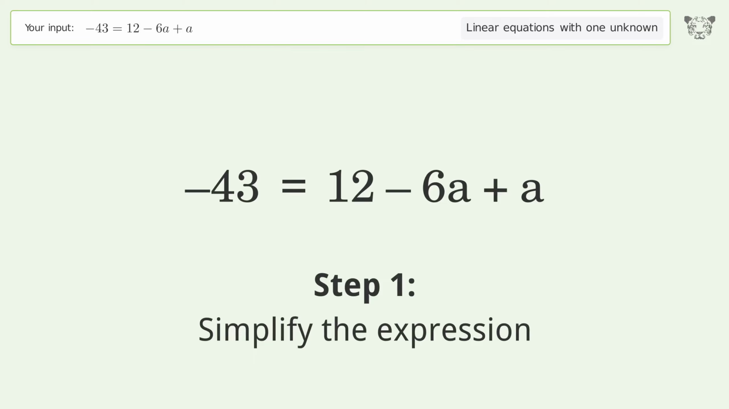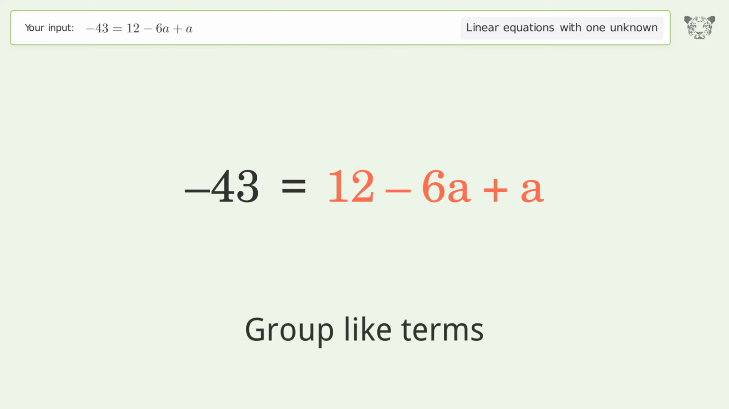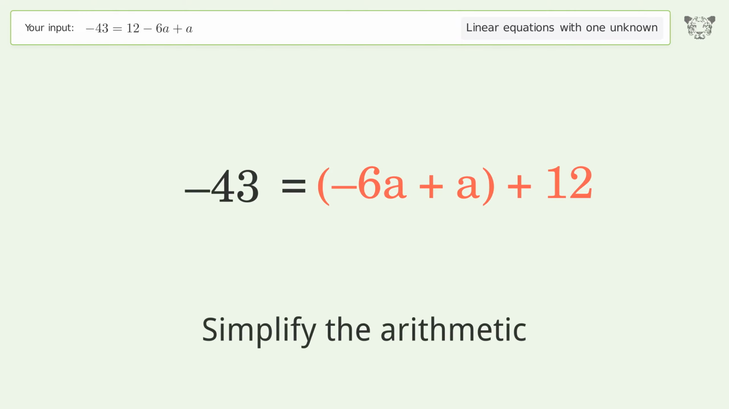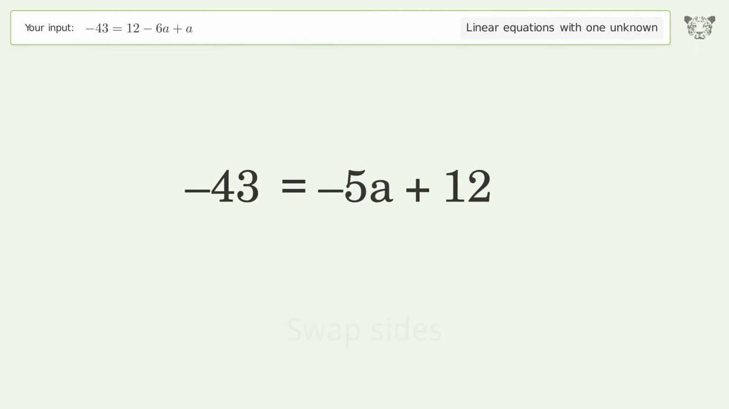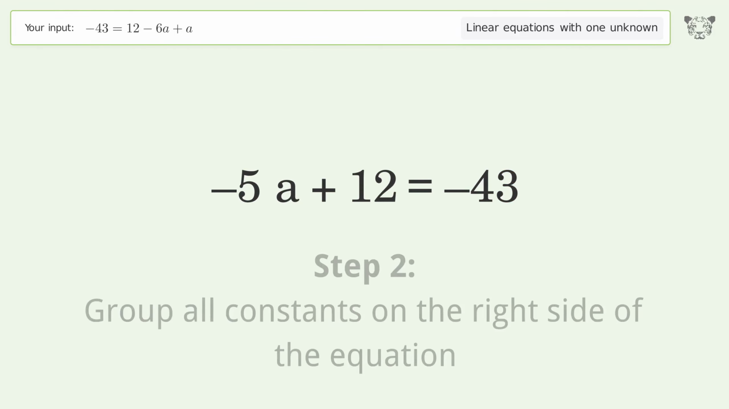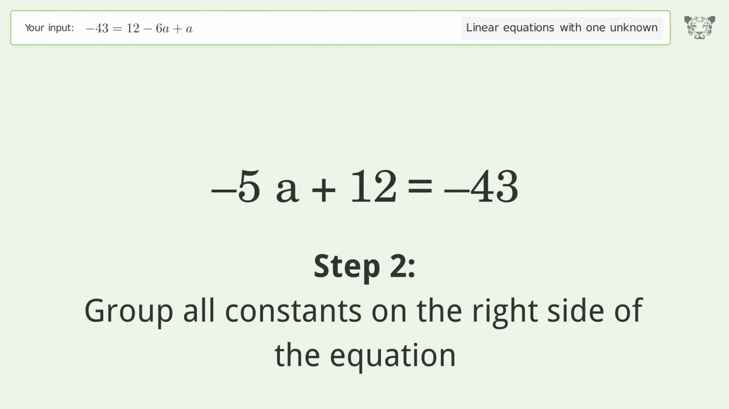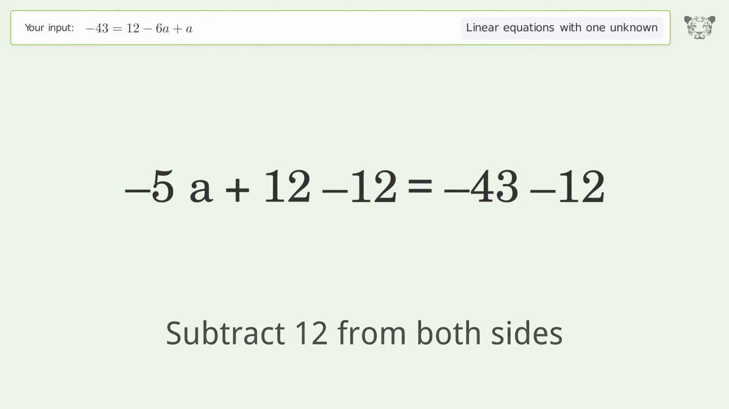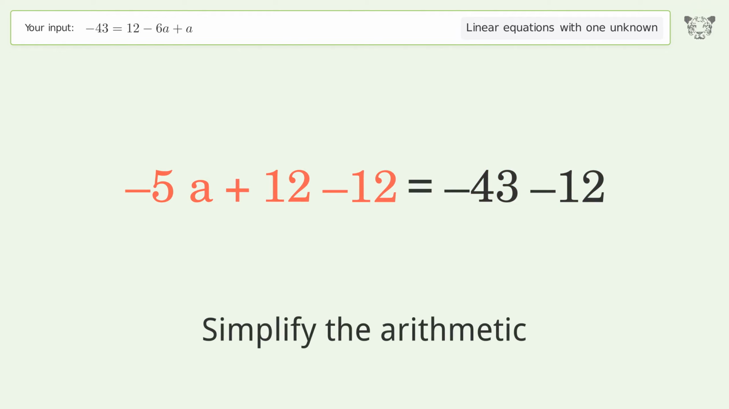Simplify the expression. Group like terms. Simplify the arithmetic. Swap sides. Group all constants on the right side of the equation. Subtract 12 from both sides. Simplify the arithmetic.